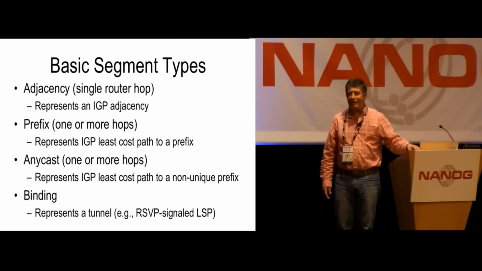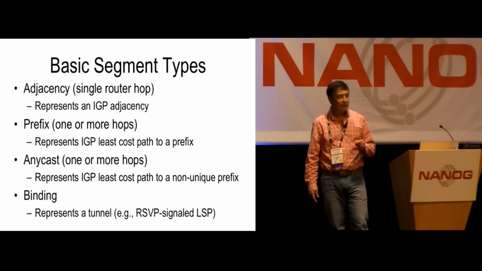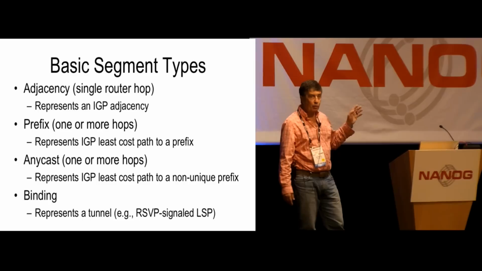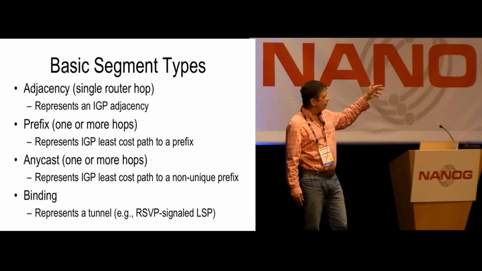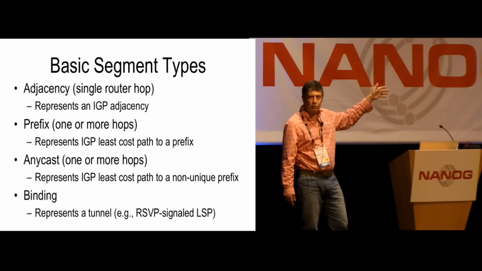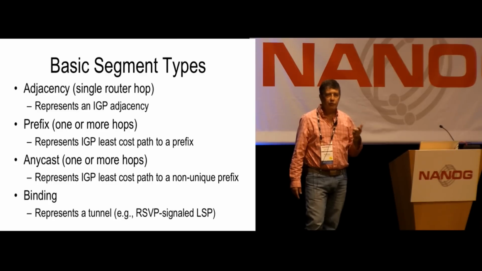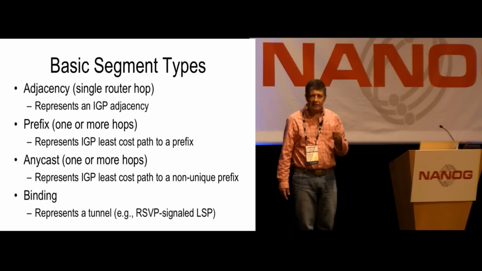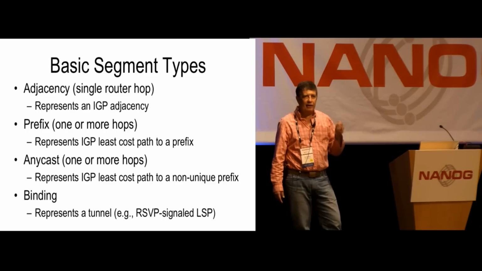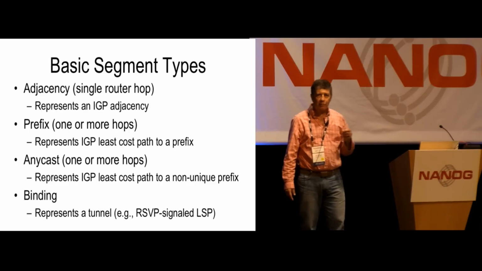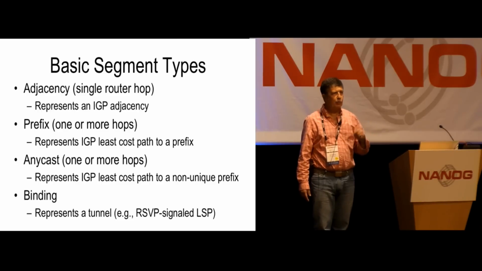In segment routing, we have lots and lots of segment types. For the most part, most of the people who are deploying segment routing are using, well, the prefix is used by far the most, but they're using these four. There are four types we're going to talk about today. Two we're going to really spend a lot of time on, adjacency and a prefix segment. An adjacency segment contains exactly one hop, and it represents an IGP adjacency. It represents a link. A prefix segment represents the IGP least cost path to a prefix.